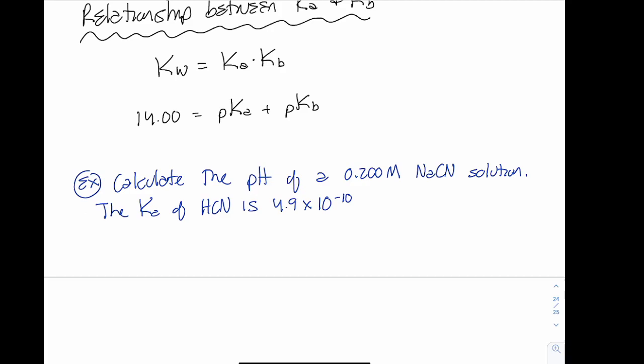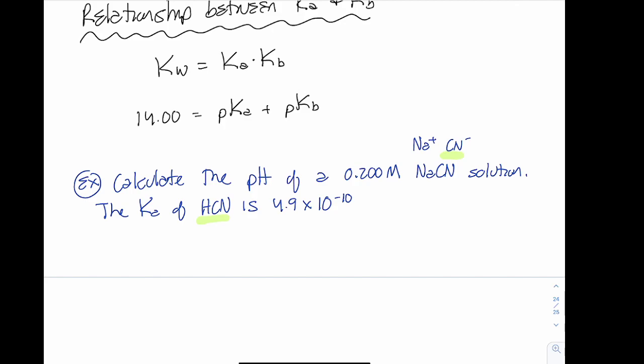So I know kind of where we would start. I know that HCN and CN minus are conjugate acid base pairs, right? HCN is a weak acid. We know that because it's not one of our strong acids, but also I'm given a Ka for it. That's generally our clue. So since I'm given a Ka for HCN, I know that that's a weak acid.